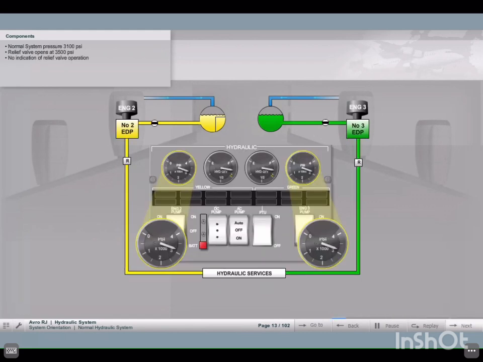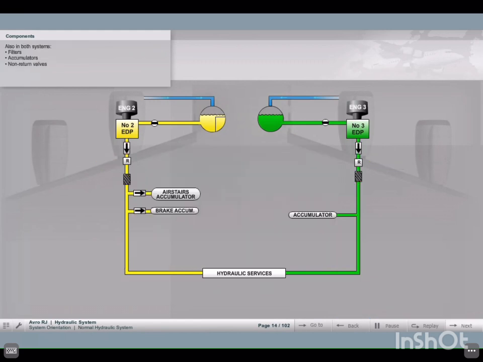The normal system operating pressure is 3,100 psi. A relief valve would open at 3,500 psi to avoid overpressure. There are no warnings of relief valve operation. There are also filters, accumulators, and non-return valves in both systems.